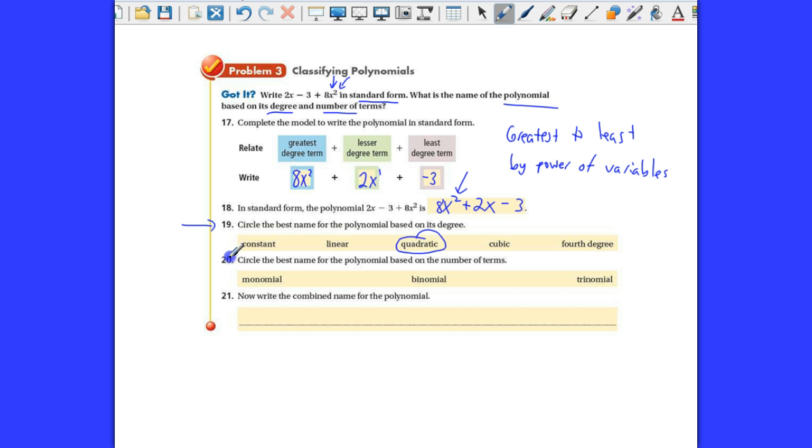It says circle the name of the polynomial based on the number of terms. Well, there's 1 term, 2 terms, 3 terms. That is a trinomial. So this is a quadratic trinomial. Now write the combined name. It's a quadratic trinomial. Quadratic trinomial. That's what that's called.